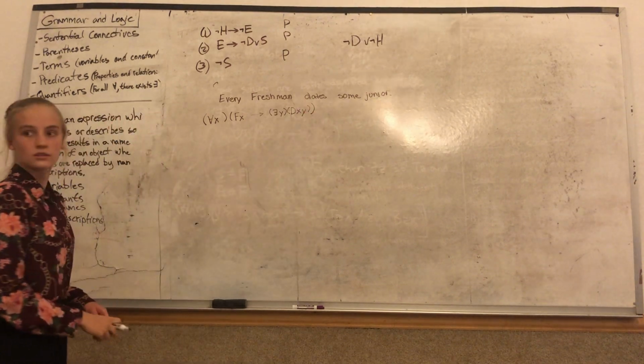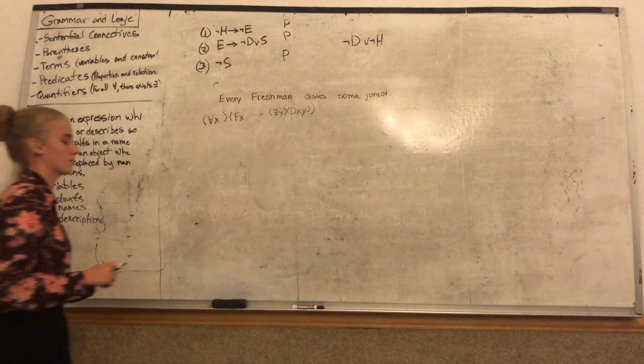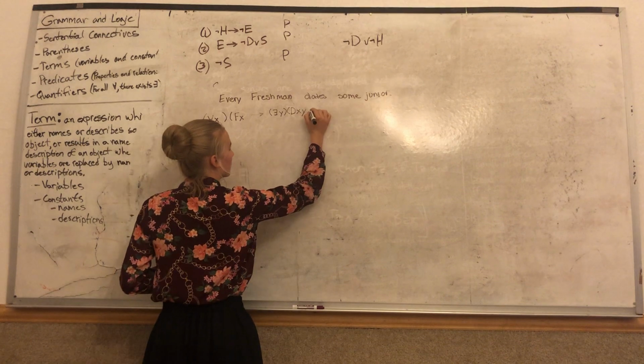For all X, X being a freshman implies there exists a Y. Oh, you didn't specify what Y is. Y is a senior. Y is a junior. Right. Y is a junior and X dates Y.